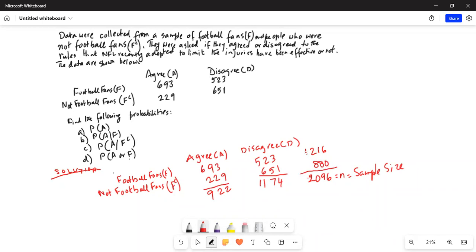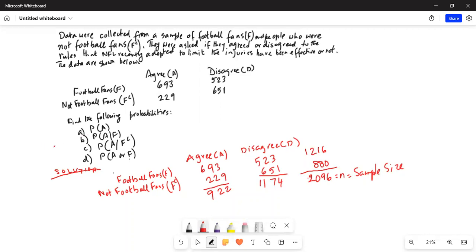Notice, if I add 1216 plus 880, I should get back 2096, which is our total sample size. So the sum of the two rows adds up to 2096. The sum of the two columns also adds up to 2096, giving me a sample size of 2096.